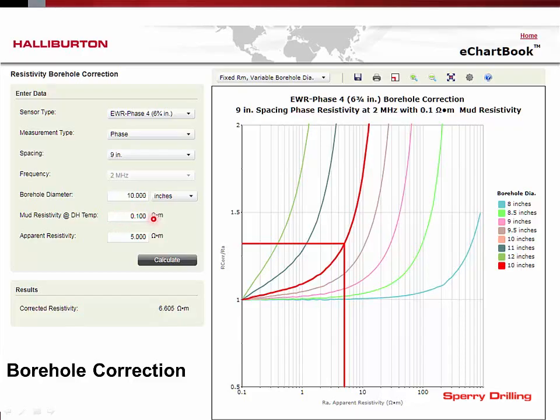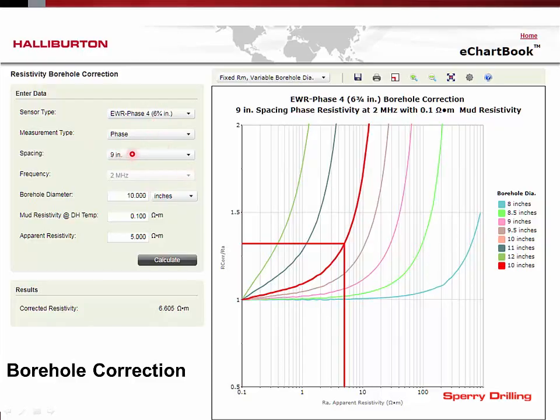So if you measure it at surface with a meter, that will be at room temperature. Downhole is going to be a lot hotter, which will in general mean that the resistivity of the mud is lower downhole than it is at surface. So we have some extra math to do to come up with this figure that we put in here. This is illustrating for the phase 4. We have other charts for the other tools.